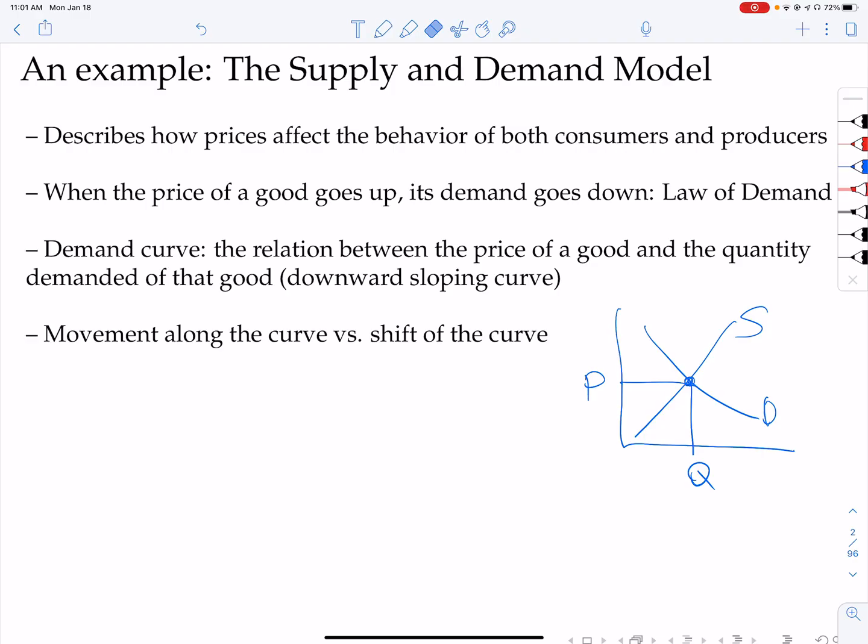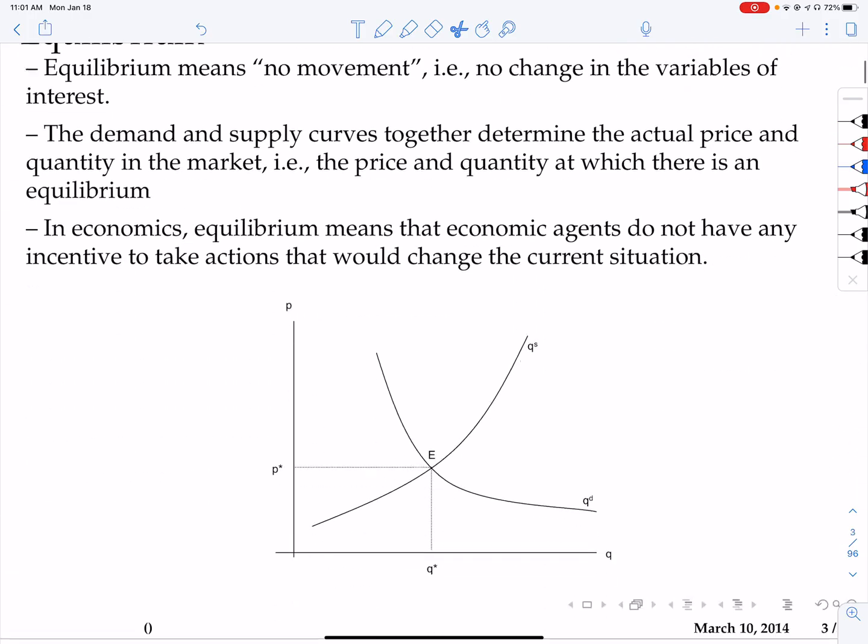But we also learned this thing called a movement along the curve, or it might be the case that the curves are moving, right? So these are two different things, right? So I guess you learned it in high school, right? So I'll give you an example.